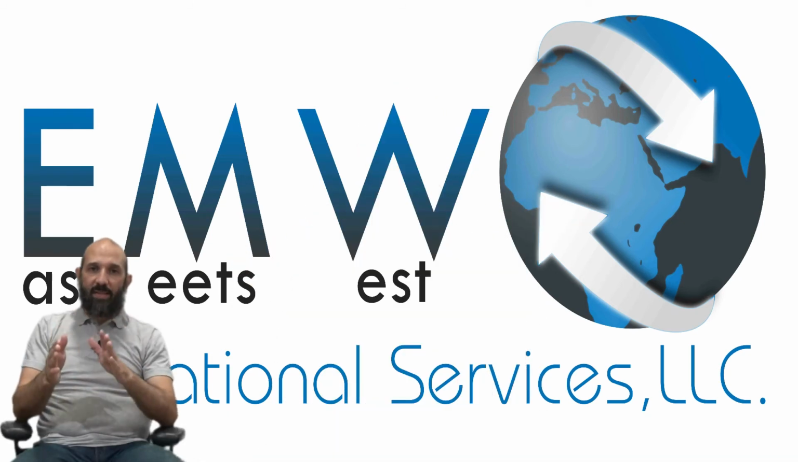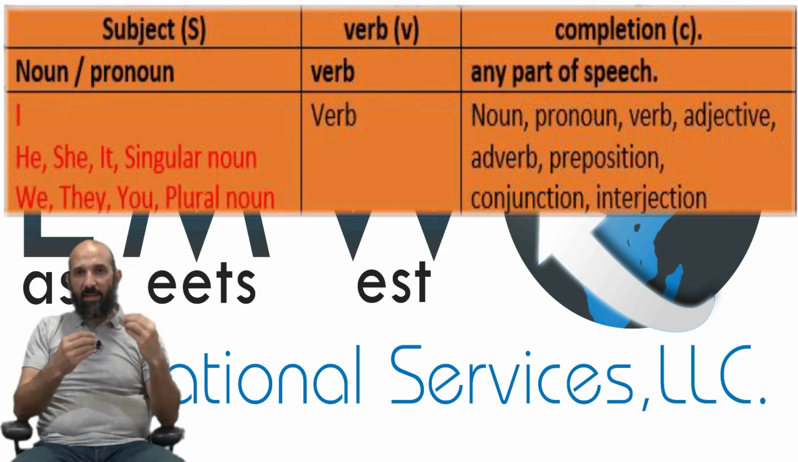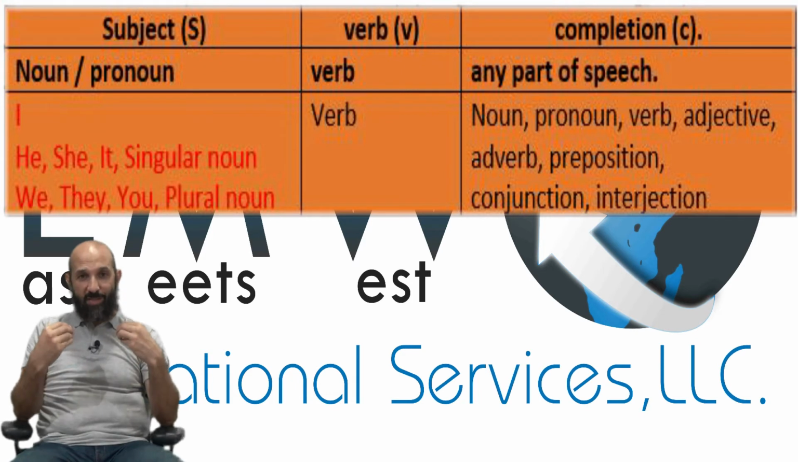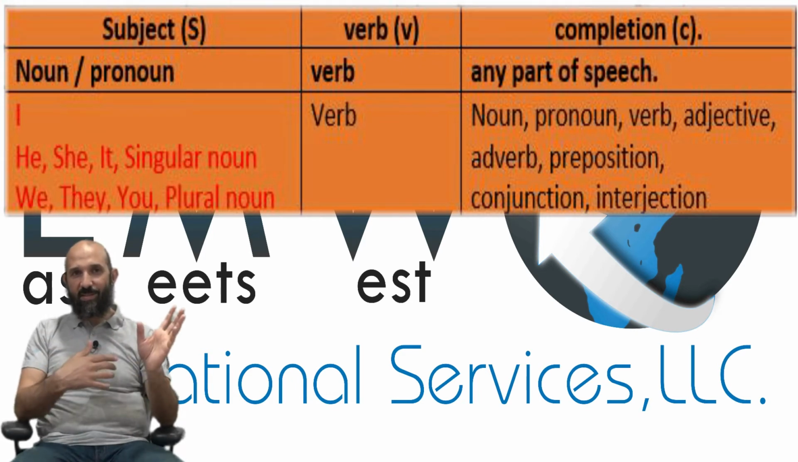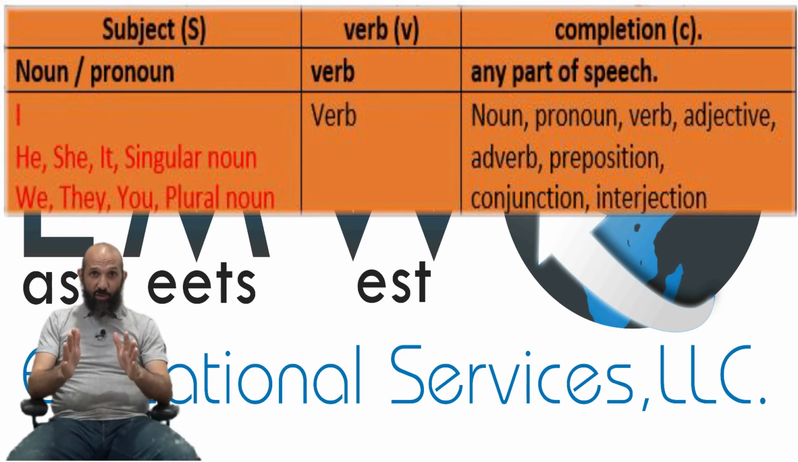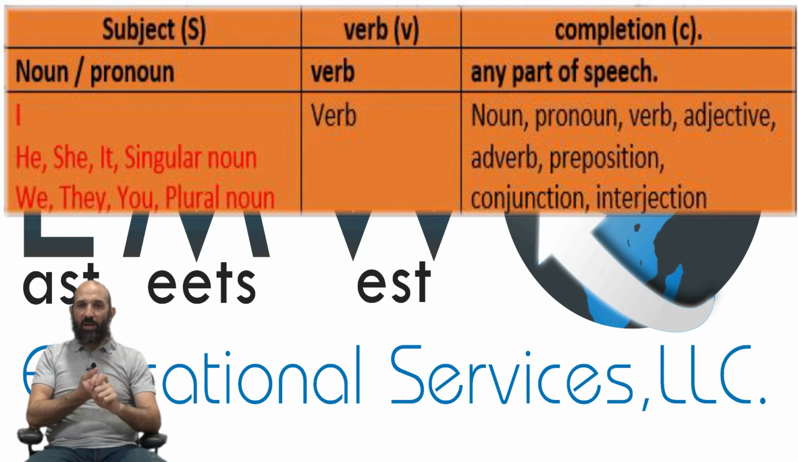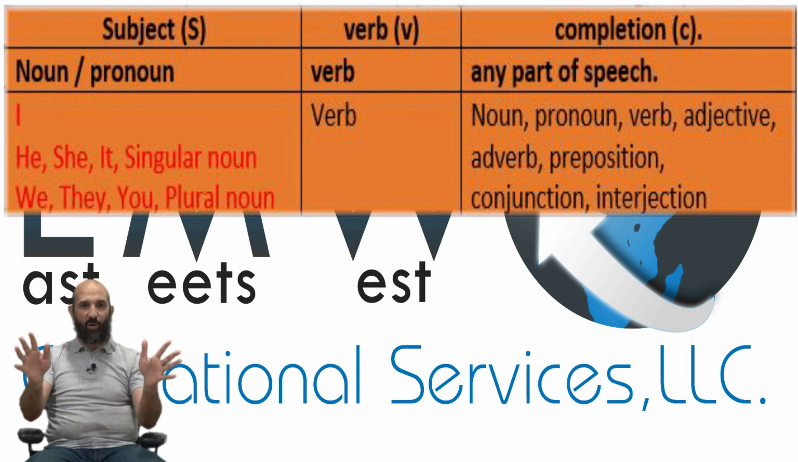Now let's look at the diagram again after adding the 9 types of words that can do the job of a subject in a sentence, as you can see here. So next time when you start speaking English, the first word most probably that will come out of your mouth will be a noun or a pronoun, one of these 9 words. And the second word will be the verb. And the third word will be the completion, any of the 8 parts of speech.